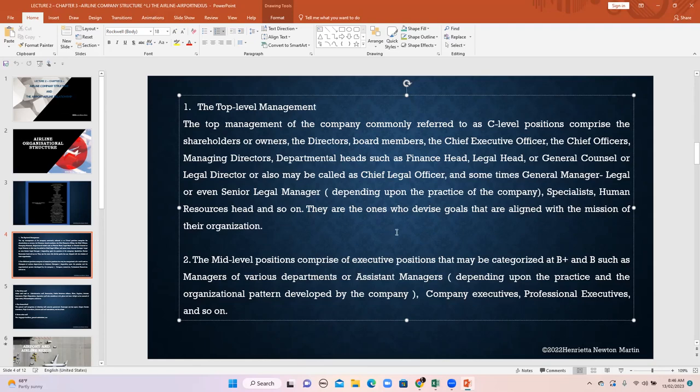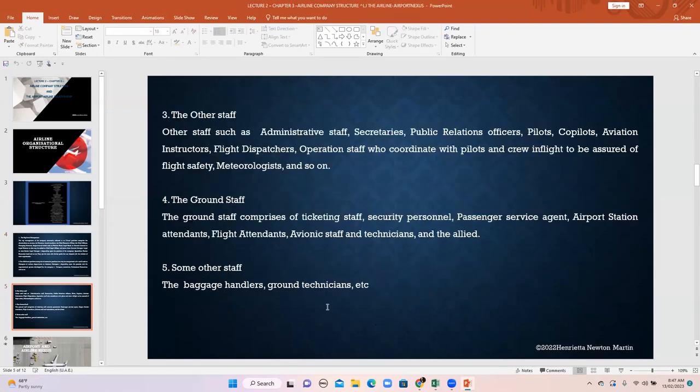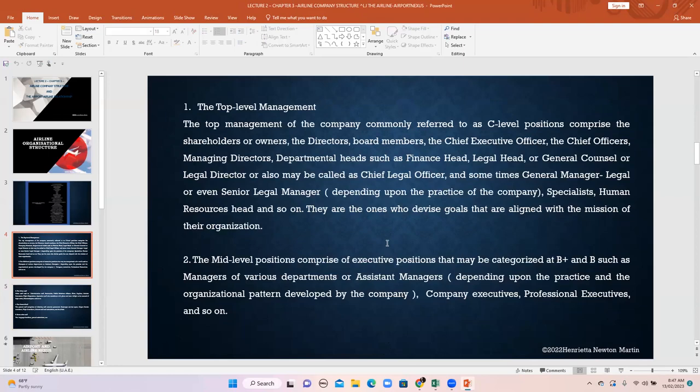Now, apart from that, of course, they might have specialists, a human resources head, and so on. So basically, the top management of the company is commonly referred to as C-level positions. Next, we have the mid-level positions, commonly categorized as B-plus or B employees, and they comprise managers of various departments.